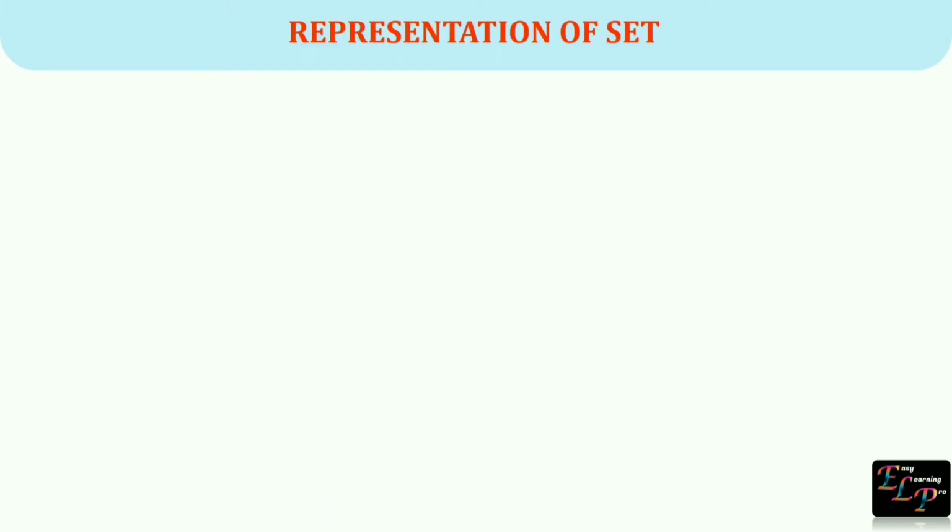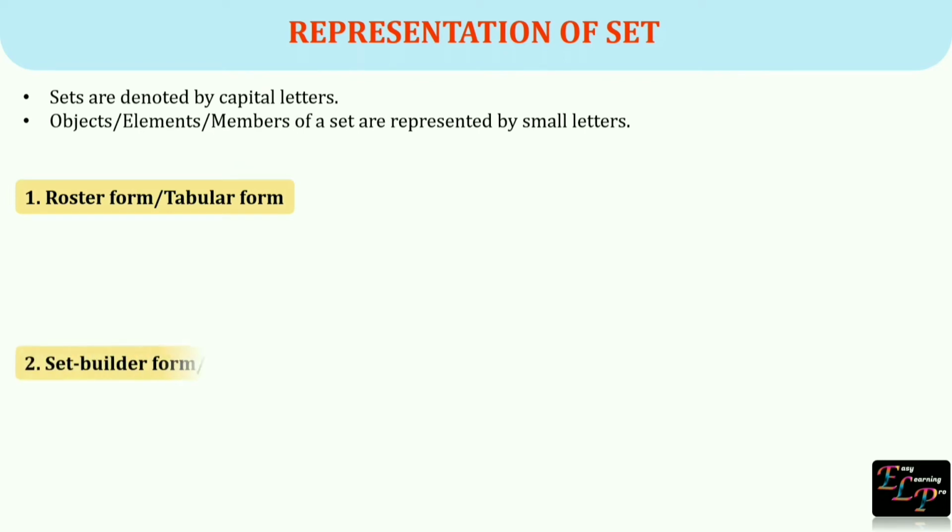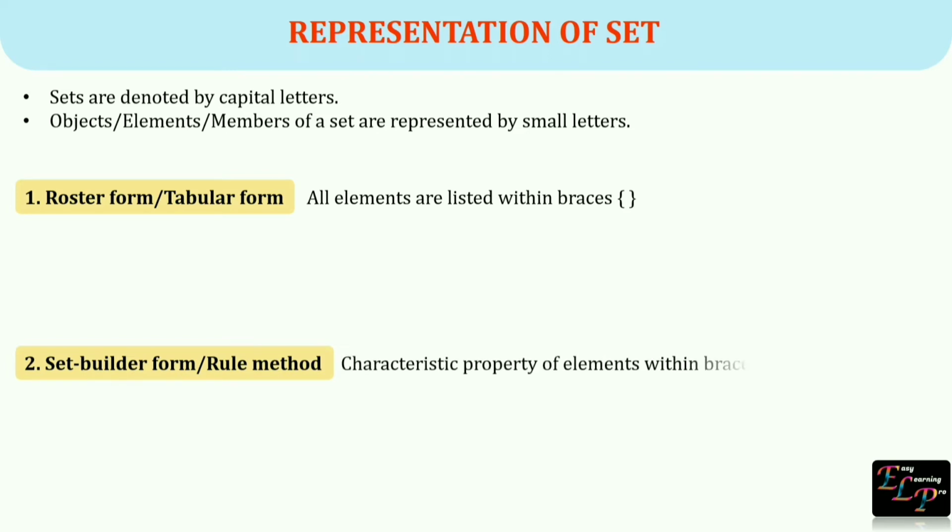Now we will see how to represent a set. Sets are usually denoted by capital letters and its objects are denoted by small letters. The objects of a set are also called elements or members. There are 2 ways to represent a set. First is roster form or tabular form. Second is set builder form or rule method. In roster form, all the elements are listed within braces. In set builder form, the characteristic property of elements is written within braces.